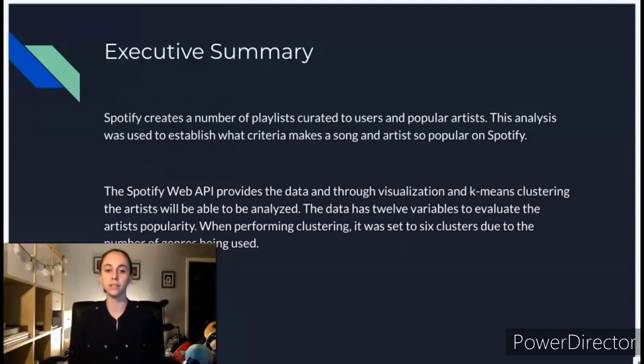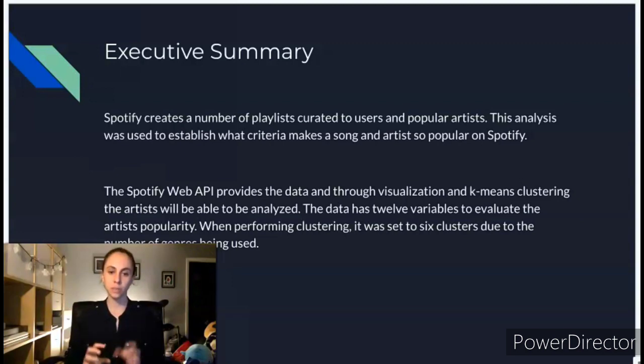Additionally, they make playlists for specific users. So it'll combine different genres and songs that you'll listen to into maybe your daily mixes that'll change often. You also have playlists at the end of the year that are curated specifically for your top music. So we're going to take the Spotify Web API and we're going to discuss and break apart the data that we found through there through visualizations and k-means clustering.